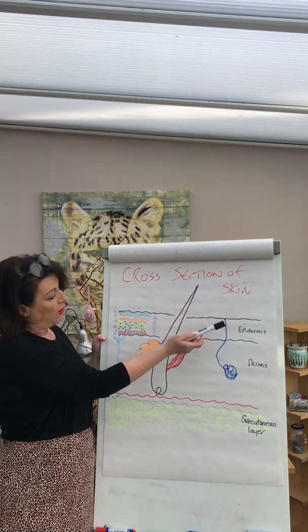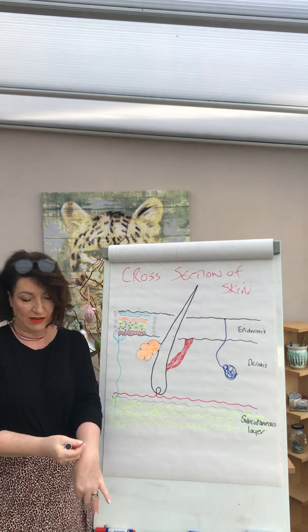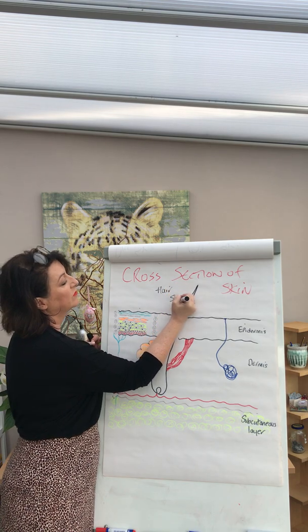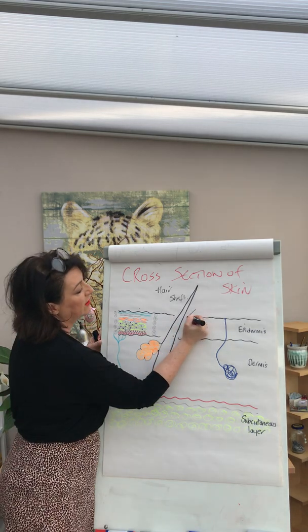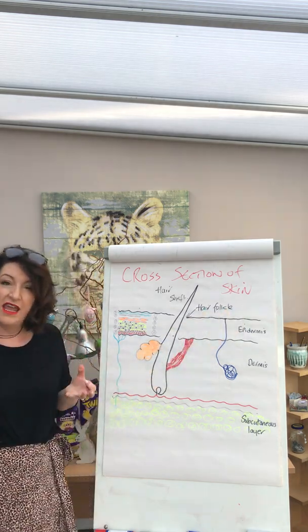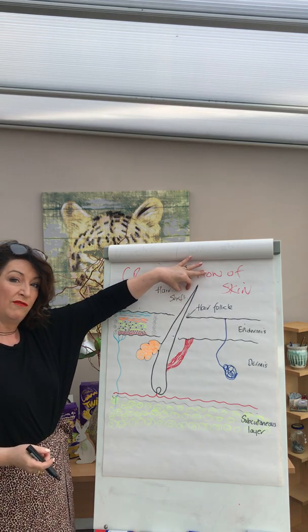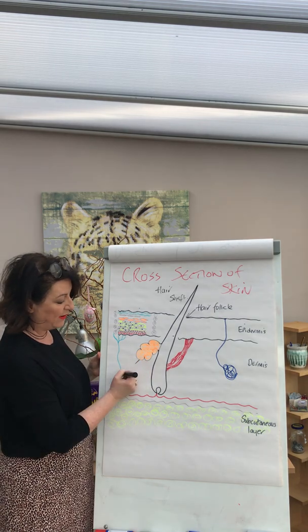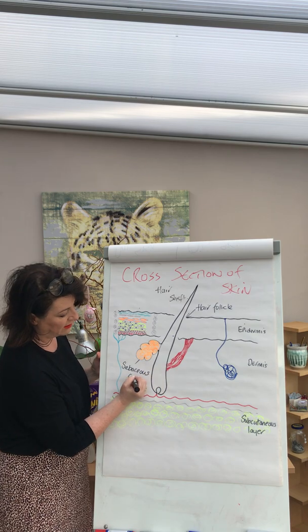So here we've got our hair shaft. So every hair that we have coming out of the skin is called a hair shaft. Okay. It sits inside something called the hair follicle. And the hair follicle is almost like a pocket that the hair grows out of. So within this pocket, we have something called a sebaceous gland.